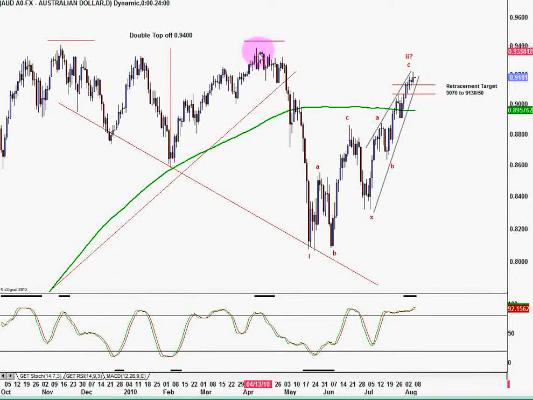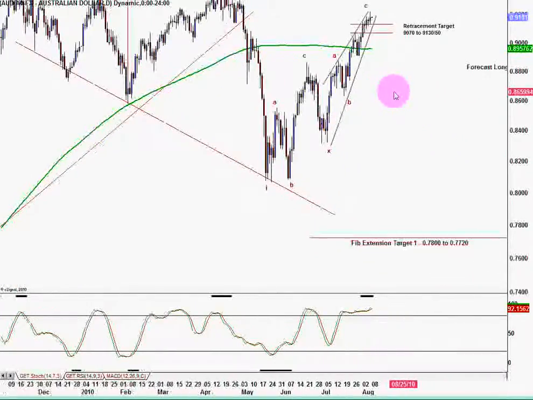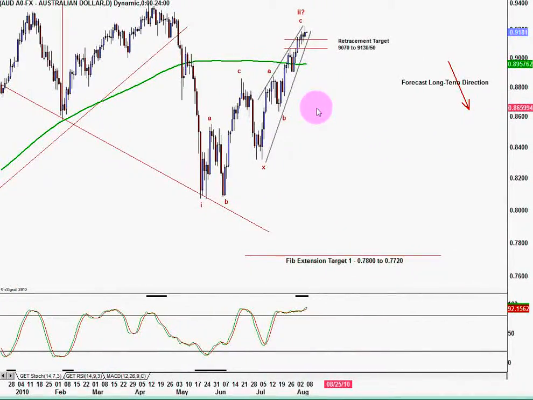But in the event that we break down and we are in line with the major stock indices, then the target for this extension is 77 cents. This is what is called an ending diagonal, and ending diagonals generally always retrace themselves.